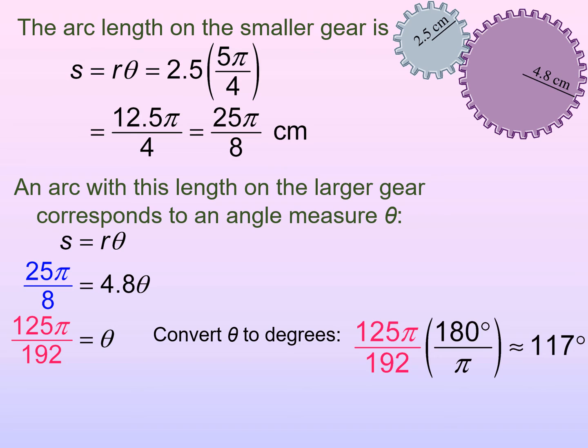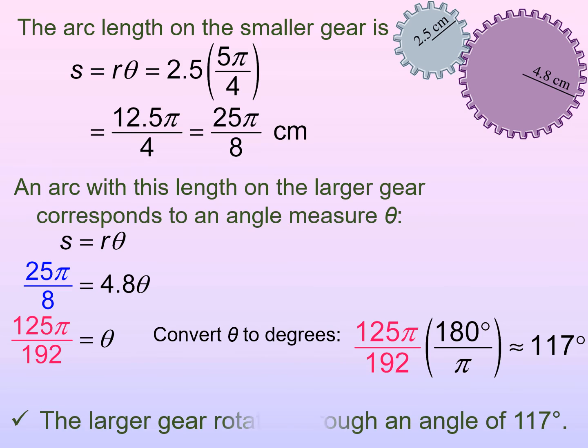In converting it, we are going to multiply it by 180 degrees over pi so that we can cancel. So using the calculator, it is approximately equal to 117 degrees. So the larger gear rotates through an angle of 117 degrees.